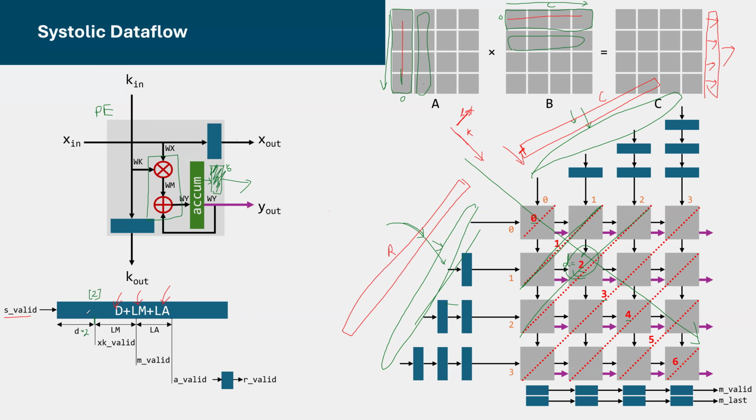Now if you look a little further, and if you do D plus LM in the shift register, at this point you will get the xk valid, whether your input data is valid or not. If you wait for LM number of clocks further, what you will get is the M valid, or multiply valid. Let's make it multiply valid.